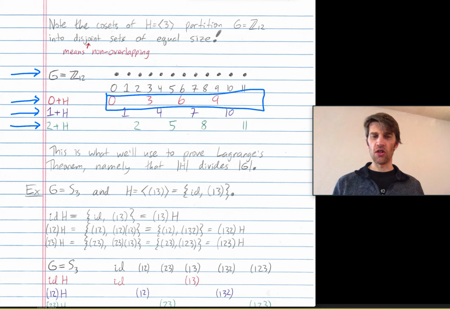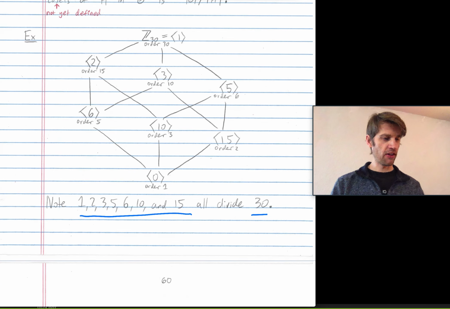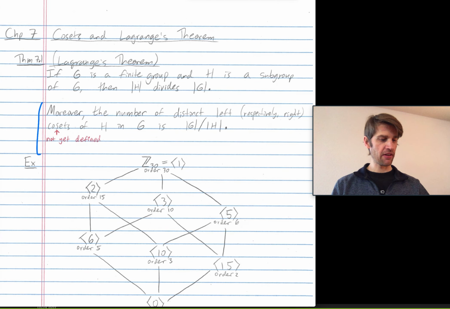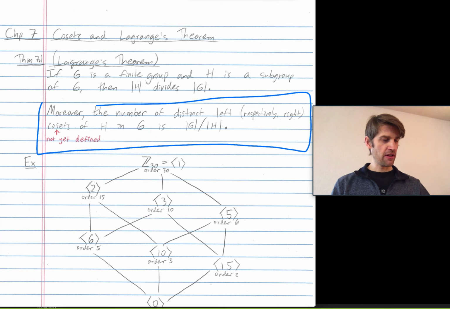We'll show that the cosets of H are disjoint, non-overlapping, and that they all have the same size. And together, if you take their union, you get all of the elements in the group. So that means that the order of G divided by the order of H, or the size of G divided by the size of H, is equal to the number of cosets of this subgroup H. And if you recall, that was in fact the second statement in Lagrange's theorem. Indeed, the number of cosets of H in G is the size of G divided by the size of H.